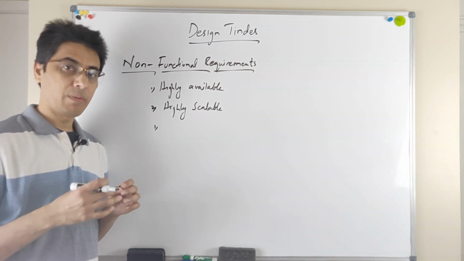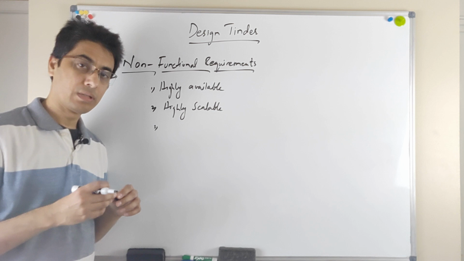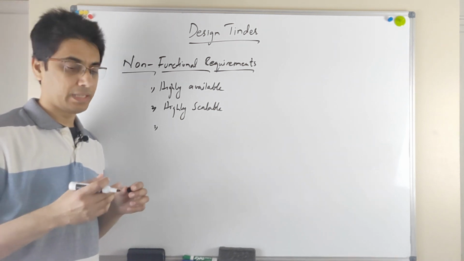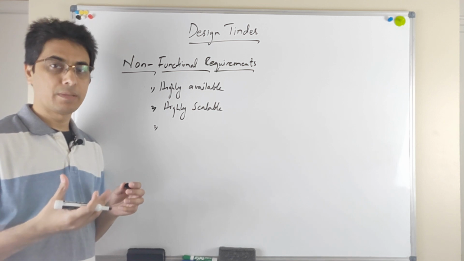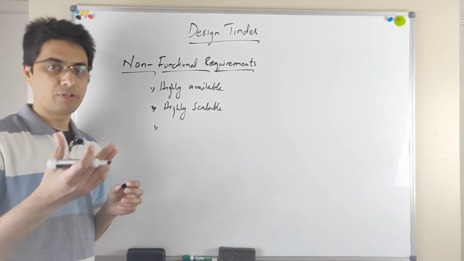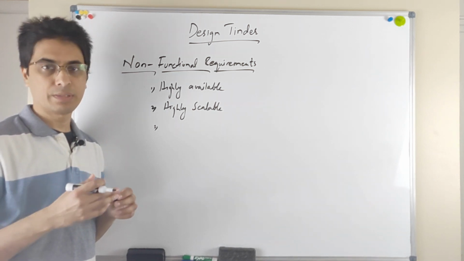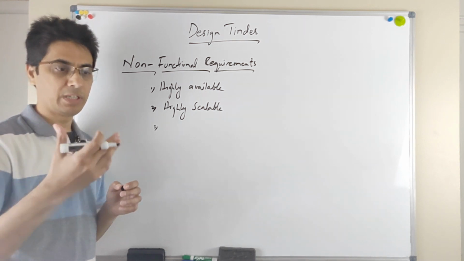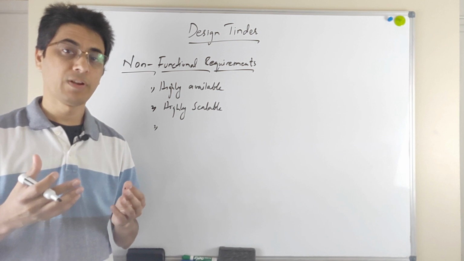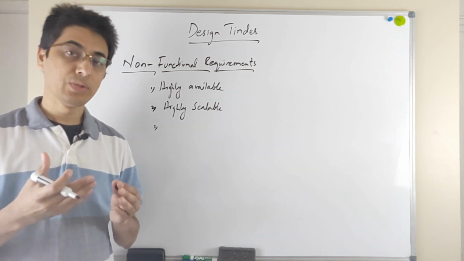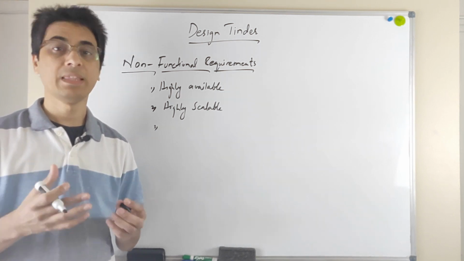The third non-functional requirement is also related to the second, and it is that the users should get a real-time experience while they are swiping left or right on profiles of other users. So they should be able to retrieve other users' profiles very fast. And so the loading of profiles and showing them to the users should be done with minimal latency.